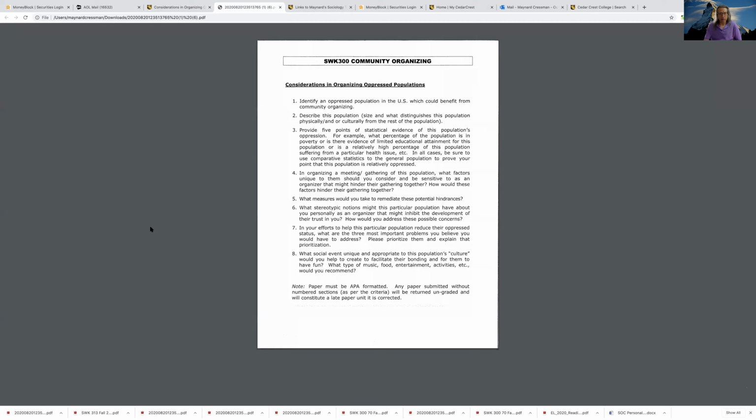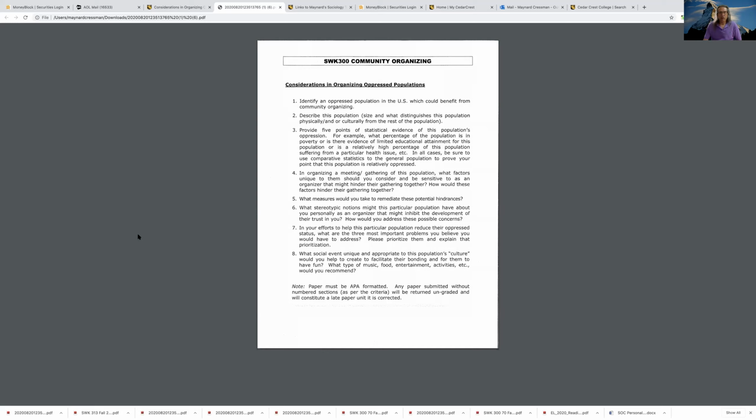Okay, so let's back step a second. The whole point of this assignment is that when you organize different populations, there may be considerations you have to have in organizing them unique to that particular population. So, for example, if you are organizing people who had varying degrees of disabilities, one of the things you would have to consider unique to them is if I'm going to get them all together, I would have to come up with a room that's accessible, which is not something that would necessarily be a big consideration with another population. Anyway, that's the whole point.